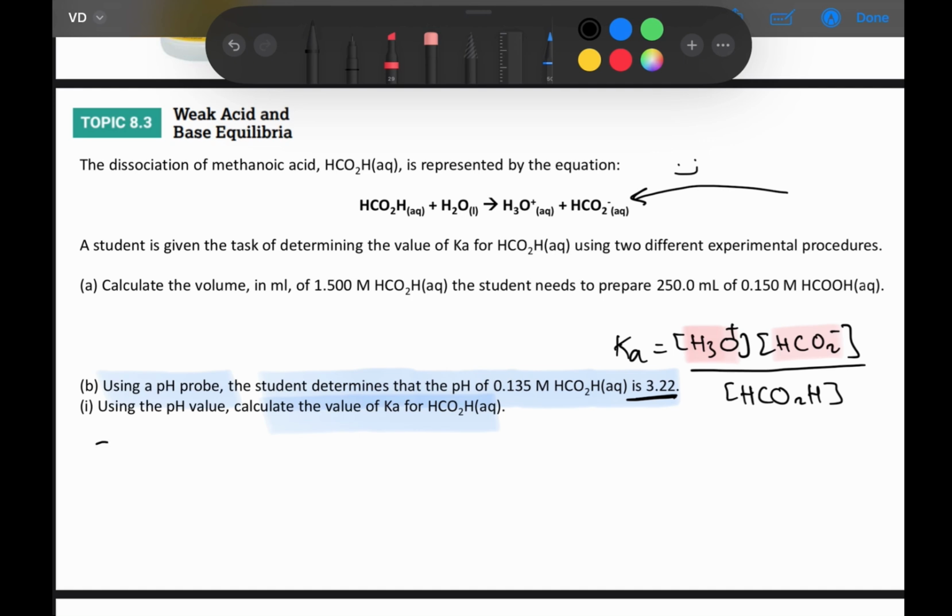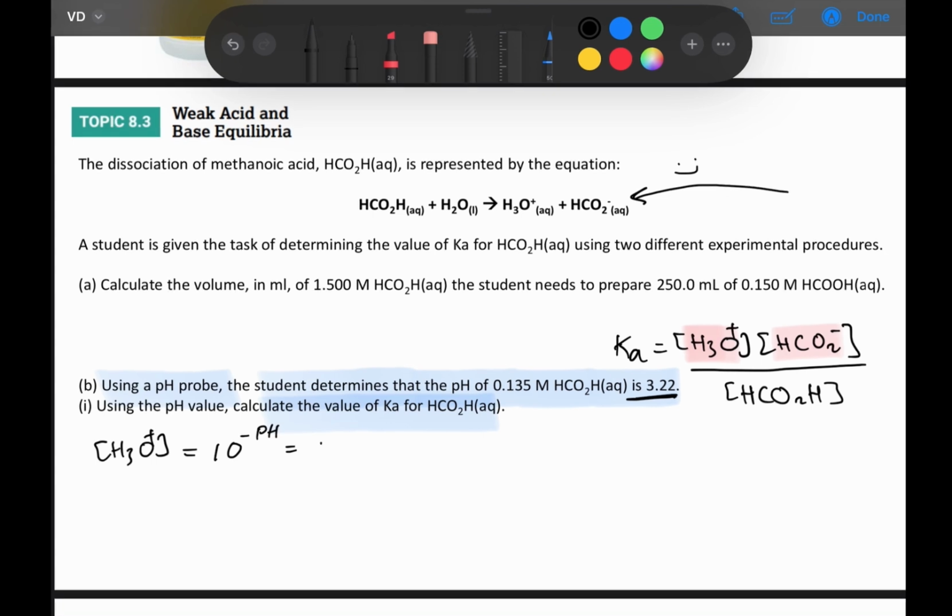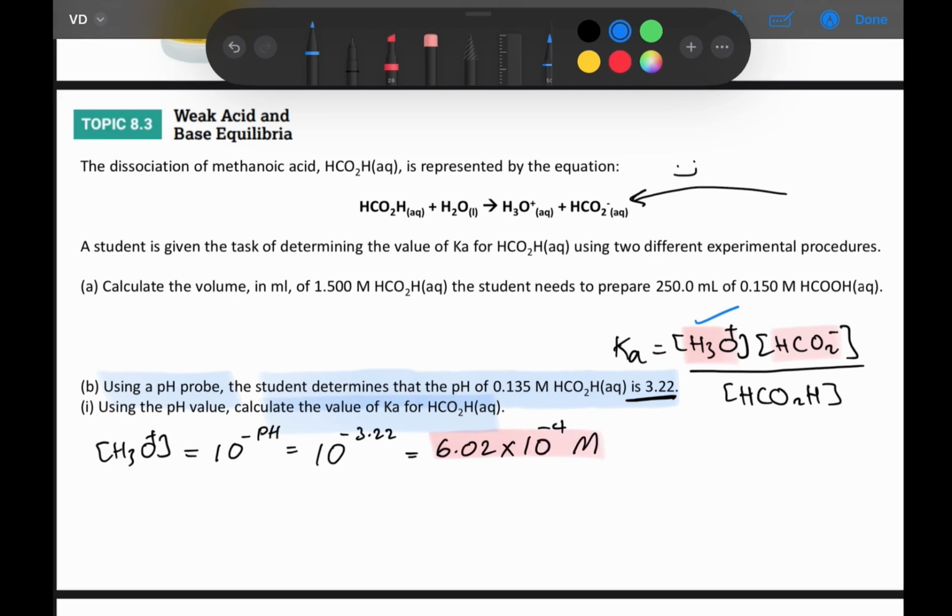The pH is given to us. So if you want to calculate the concentration of hydronium ion from the pH value, you have to say it's 10 to the power negative pH, or the antilog of the pH. And then it's equal to 10 to the power minus 3.22. If you do it in your calculator, you'll end up with 6.02 times 10 to the power negative 4 molar. And just keep in mind, this concentration is the same as the concentration of hydronium ion and the conjugate base of the weak acid.